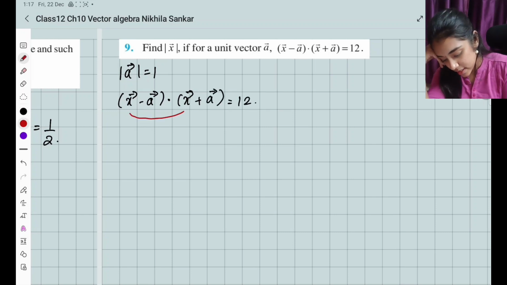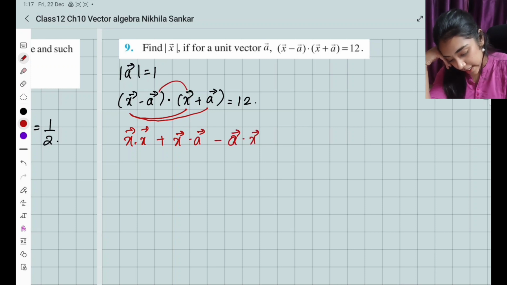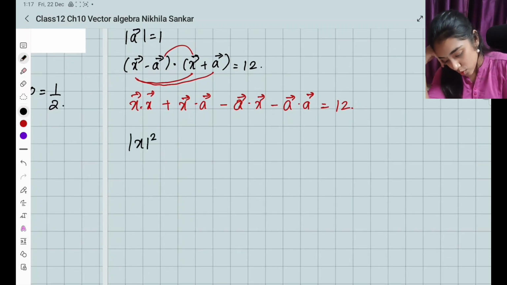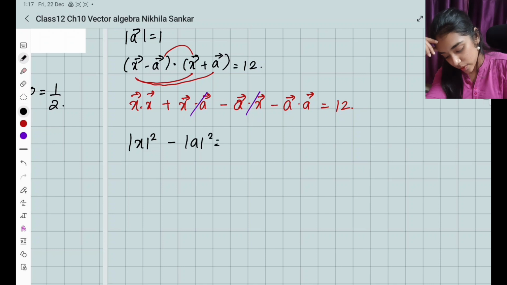So I have x dot x, then I have x dot a. So plus x dot a, then I have minus a dot x, then I have minus a dot a equals 12. So this is going to be mod x the whole square and this gets cancelled. A dot x or x dot a, they get cancelled. Minus a square equals 12.